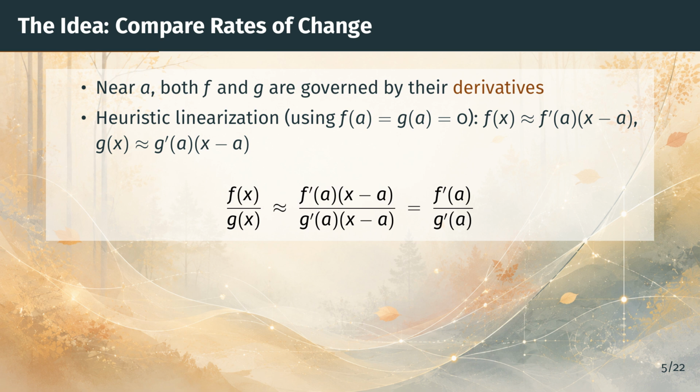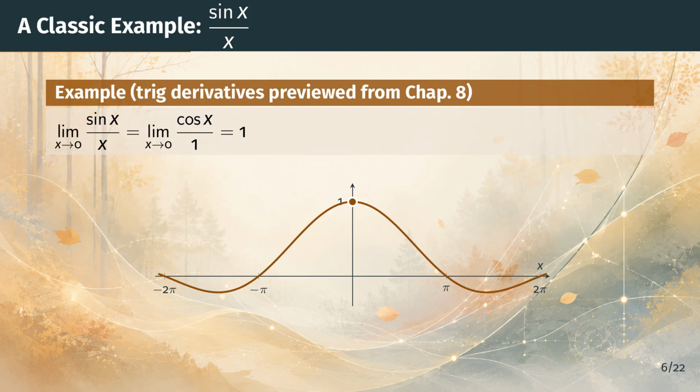Let's look at the classic example. The most famous instance is the limit of sine of x over x as x goes to 0. Both the top and the bottom vanish at 0, so it is a 0 over 0 form. Taking the derivative of the top, cosine of x, and of the bottom, 1, the quotient of derivatives is cosine of x over 1, which tends to 1, so the original limit is 1.